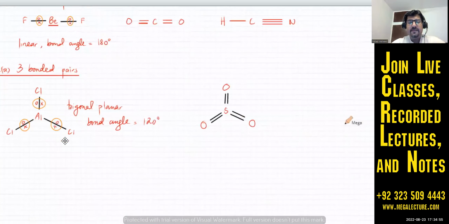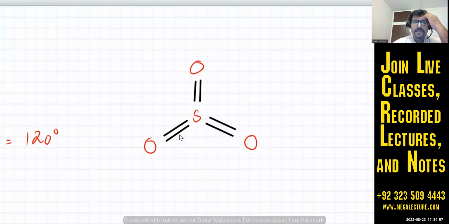Similarly, sulfur. Sulfur is group 6. Group 6 means that it has 6 valence electrons. 2 electrons involved in bonding over here, 2 of them involved in bonding over here, and 2 of them involved in bonding over here. So nothing is left behind, okay? So all 6 electrons have been used up.